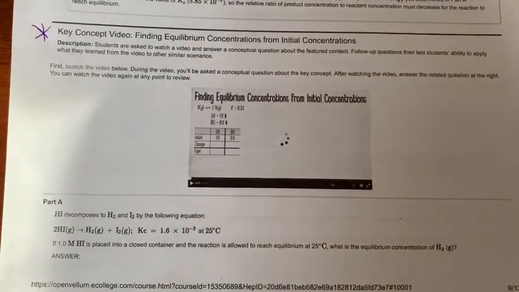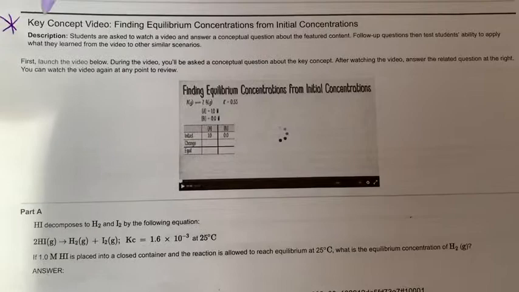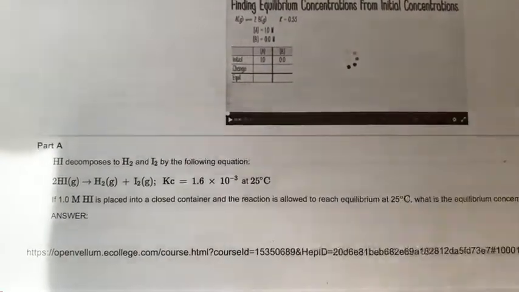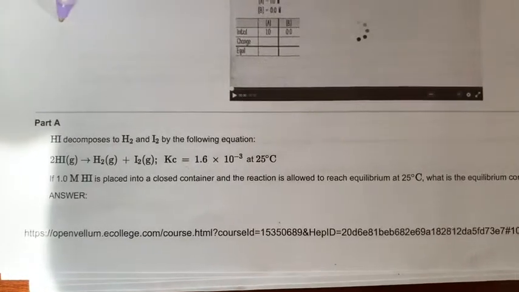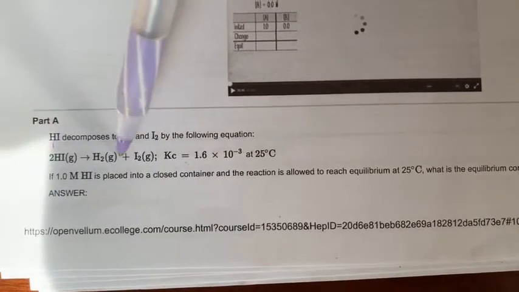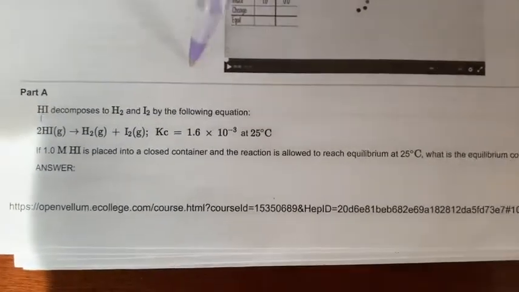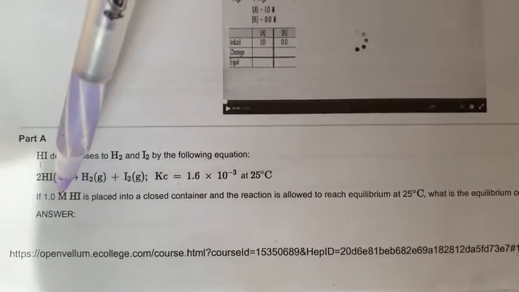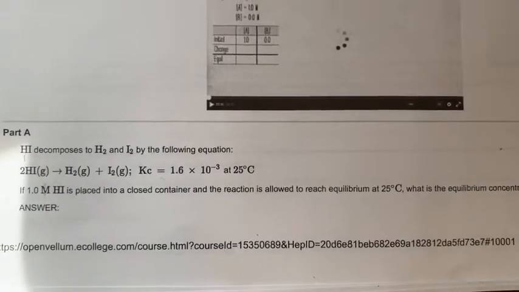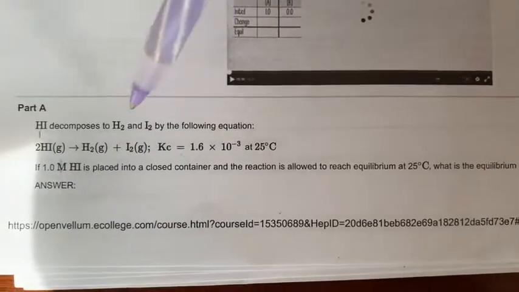And so this first one, you can identify its key concept video. It gives you the decomposition reaction of hydrogen iodide, decomposing into hydrogen and iodine. And it tells you how much hydrogen iodide you started with and asks you for the equilibrium concentrations of hydrogen and iodine.